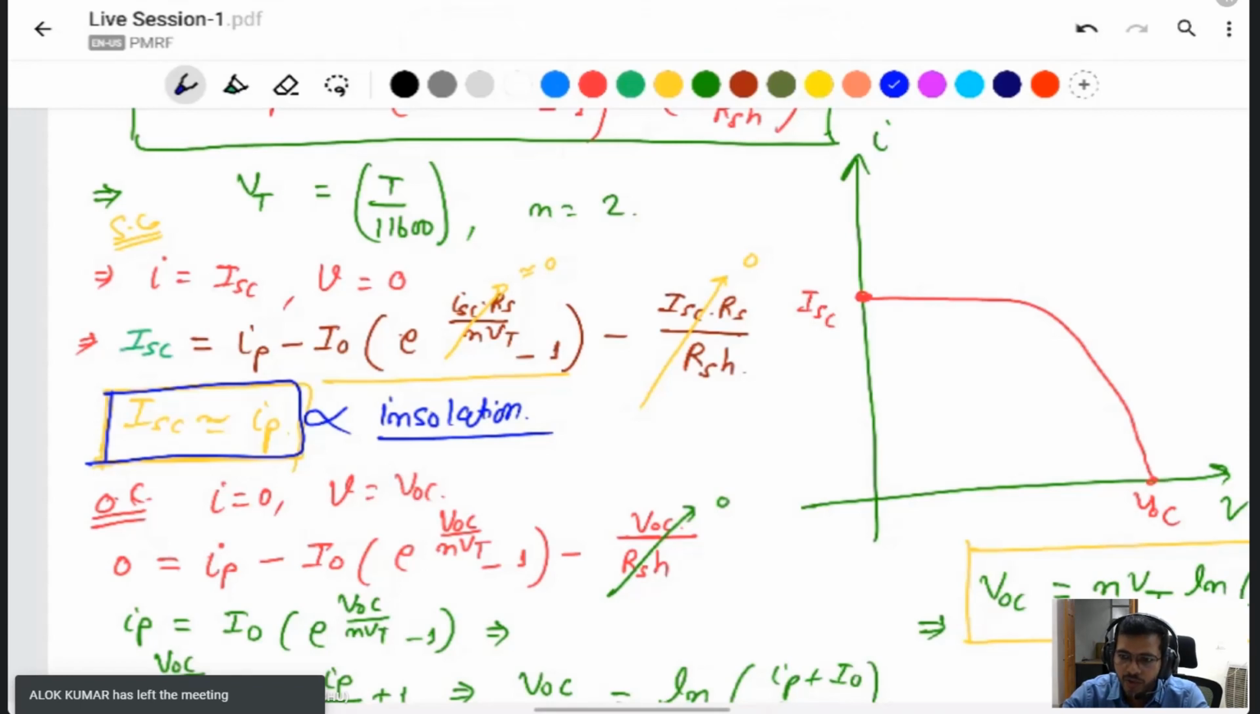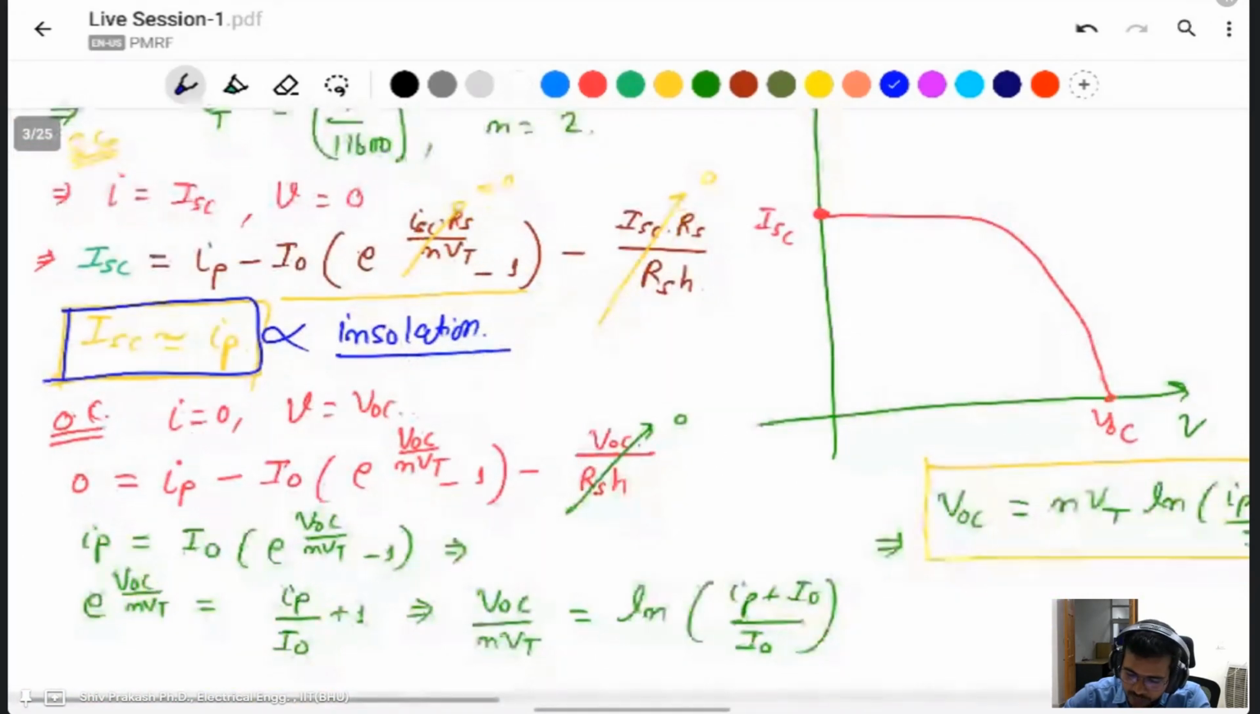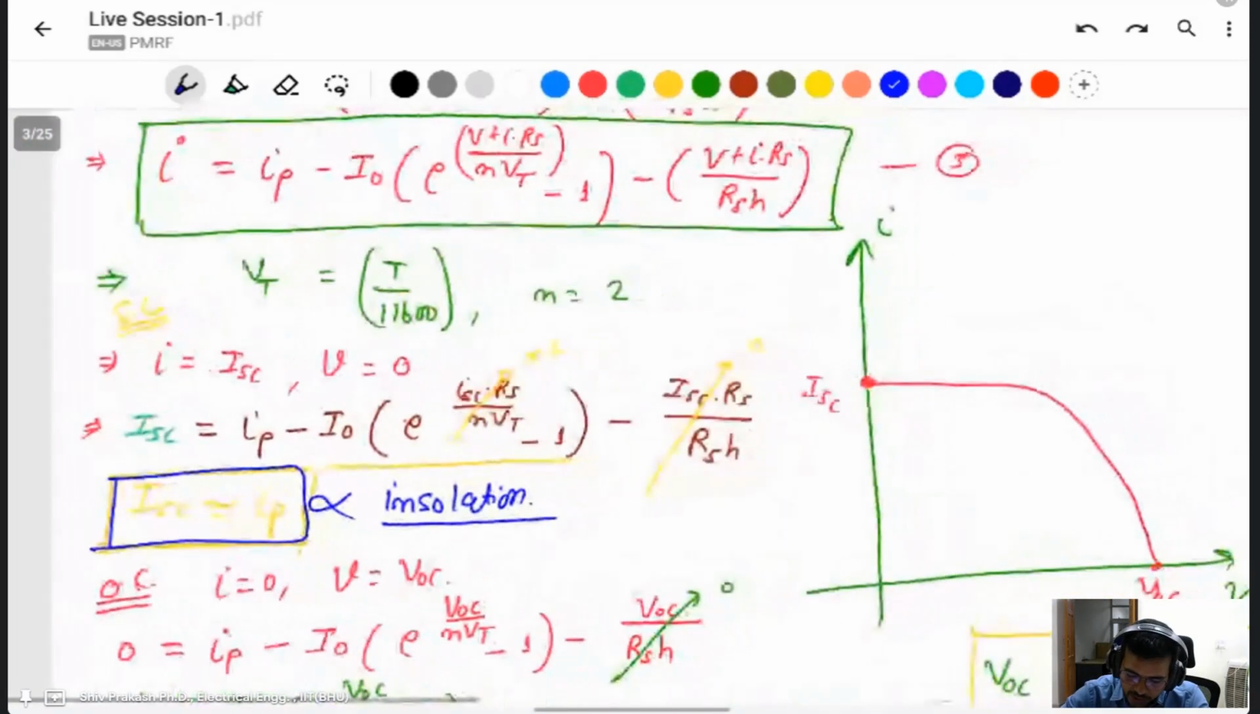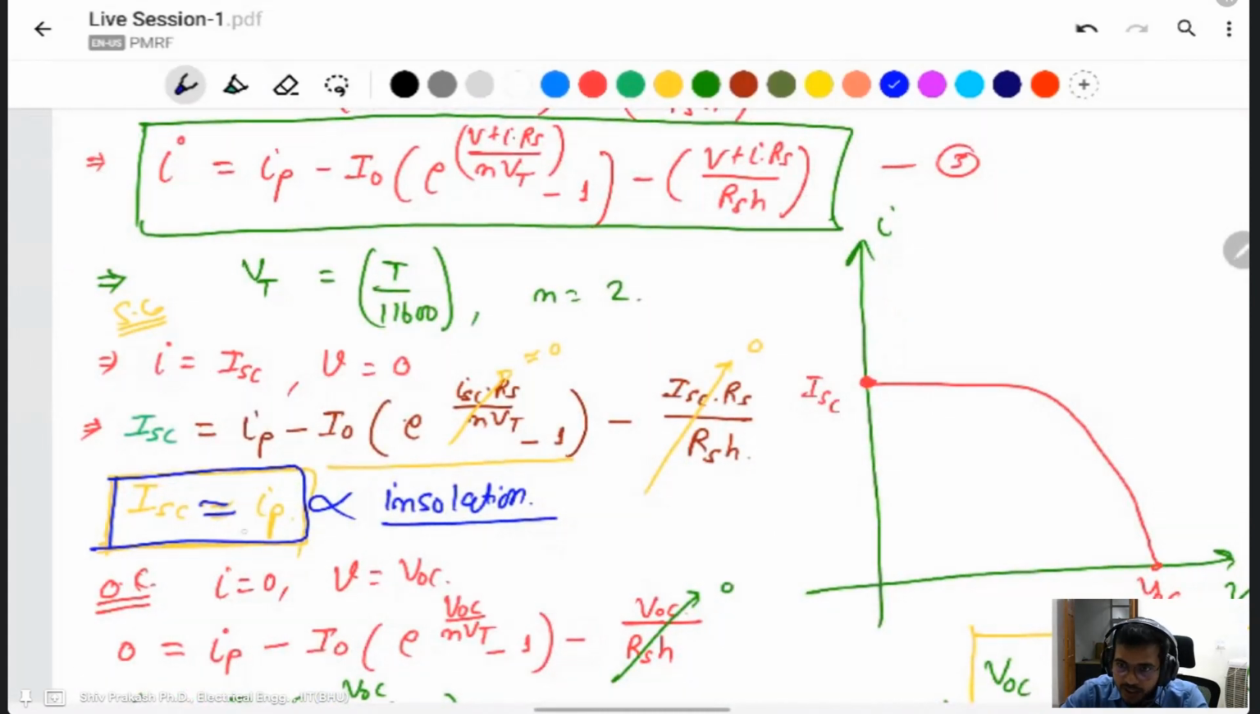Insulation is defined in kilowatt per meter square, the amount of power delivered in a unit area. But here the open circuit voltage is not directly proportional to the insulation. It has the logarithm. It means if we change the insulation, the current will change suddenly, but the voltage will not change much. There are very small changes in open circuit voltage. But short circuit current will change linearly with respect to the insulation.